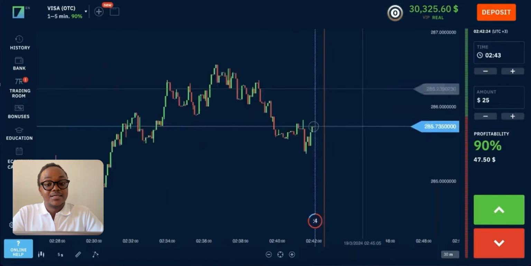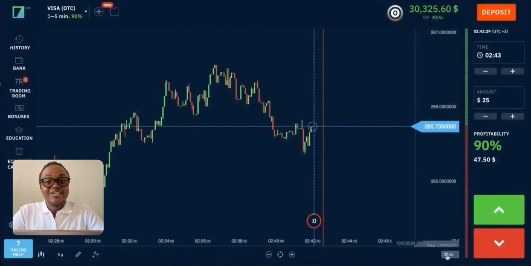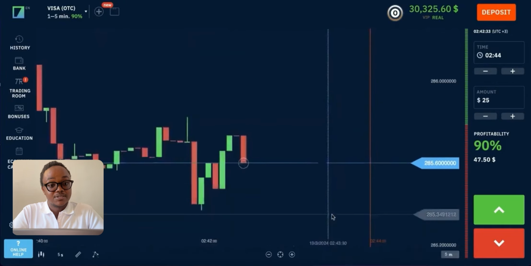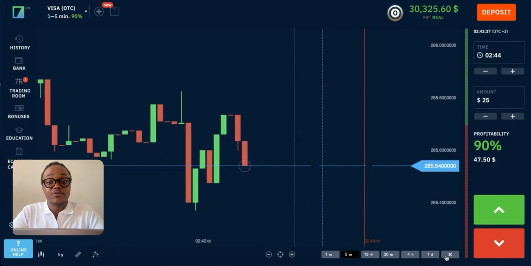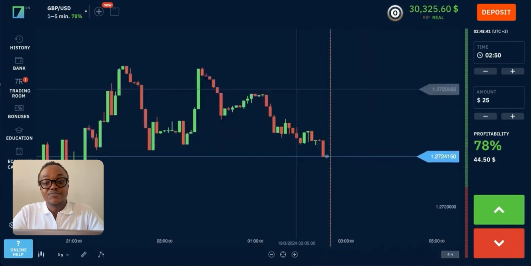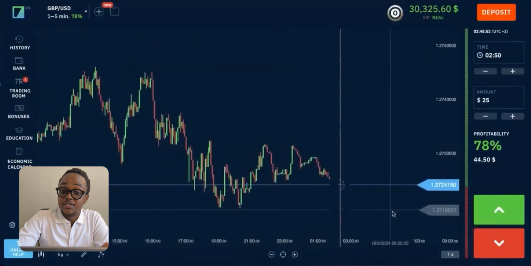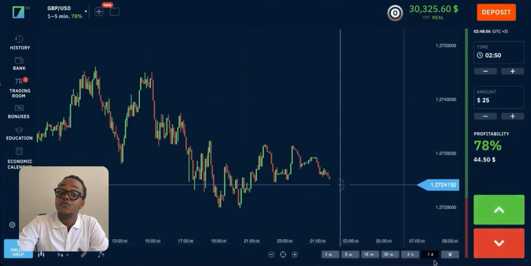For short-term trading, traders often use chart periods up to 5 minutes. Such periods are suitable for analyzing price activity over short frames. They enable traders to identify short-term movements and quickly respond to market changes. Chart periods such as 15 minutes, 30 minutes, 4 hours, and 1 day are suitable for medium and long-term trading. These periods allow traders to see a broader picture of price movement and reduce the risk of volatility.